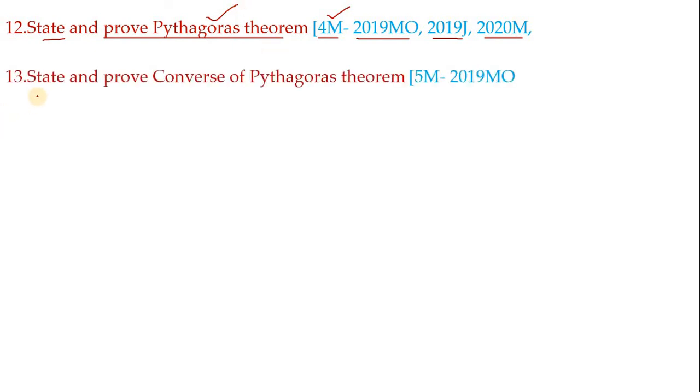And see the 12th one, state and prove Pythagoras theorem. This they asked for 4 marks, and in a few years they asked for 5 marks also, but generally I have mentioned it as 4 marks. 2019 model question paper, 2019 June and 2020 March. And this Pythagoras theorem they may ask by giving the direct statement also, children. Prove that in a right triangle the square on the hypotenuse is equal to the sum of squares of the other two sides. They may ask like that also. So you have to learn the statements. Next let us move on to the next one.